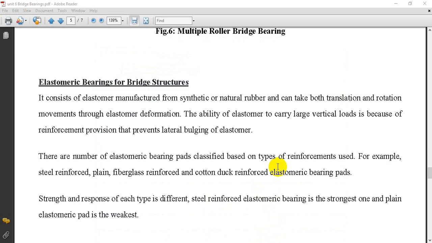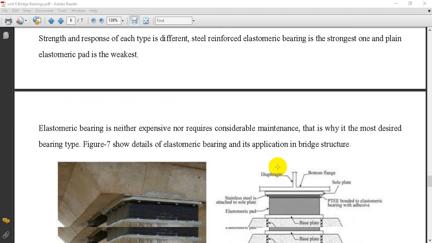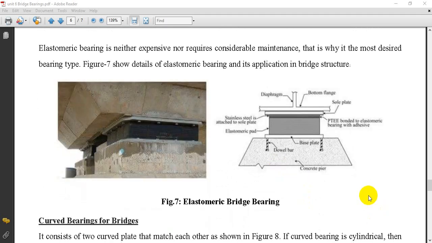Next type of bridge bearing is elastomeric bearings. So elastomeric bearings are manufactured from synthetic or natural rubber and can take both translation and rotational movements through elastomer deformation. You can see here, this is a natural rubber elastomeric bridge bearing, which is placed below the superstructure. You can have a detailed look here.